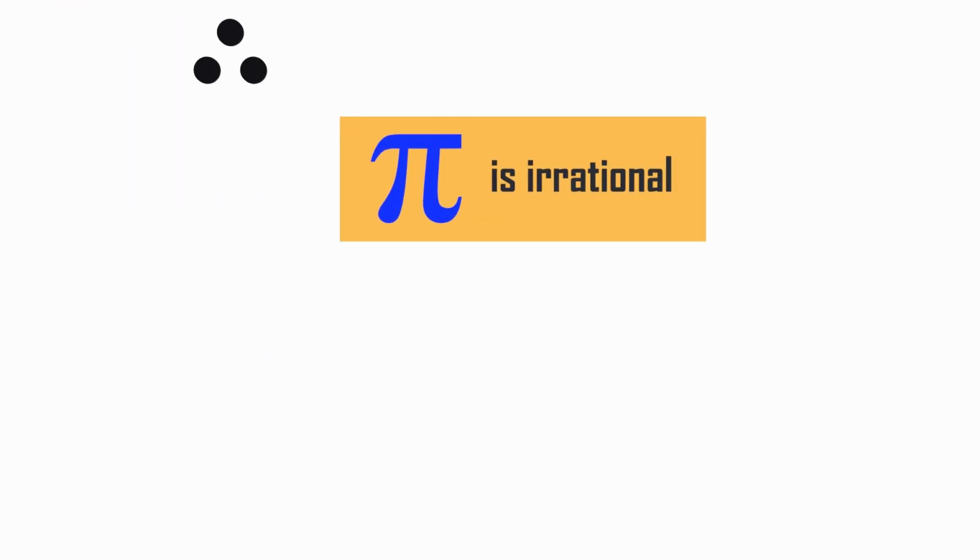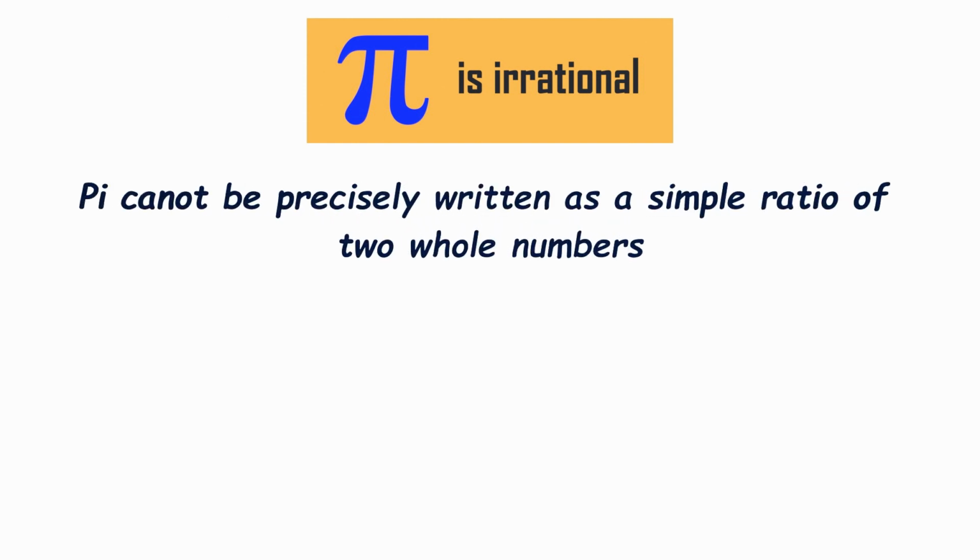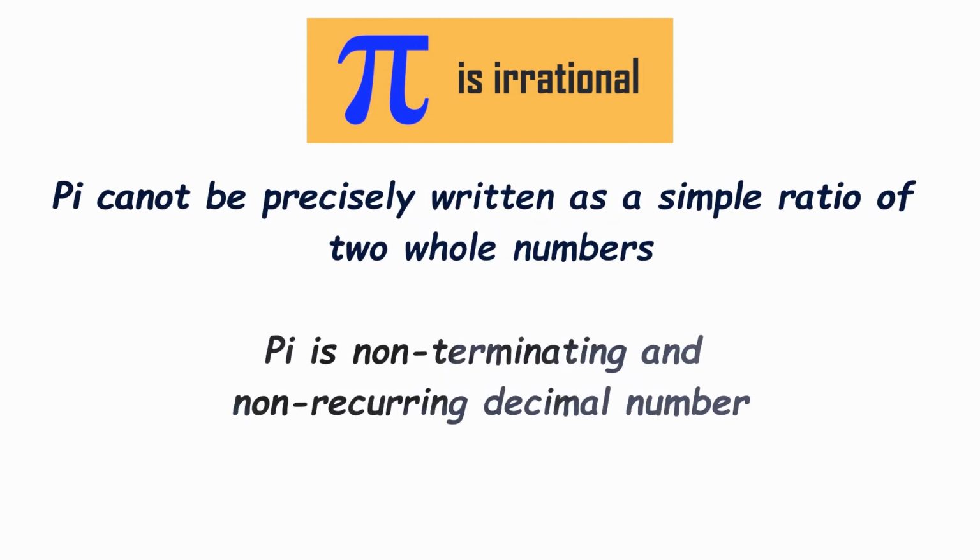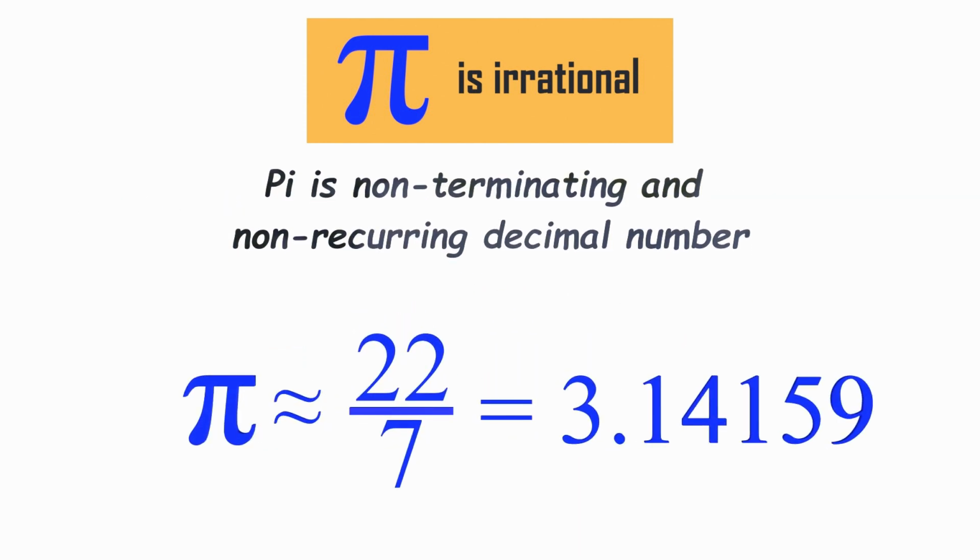That means, unlike rational numbers, pi cannot be expressed precisely as a finite fraction or terminating decimal. Its decimal representation extends infinitely without repeating patterns, making it an irrational number. But there are many rational approximations to the value of pi. Most popular one is 22 divided by 7. It gives the value of pi equal to 3.14159. It's not exactly the value of pi, but that approximation is enough for us to use in most of our calculations.